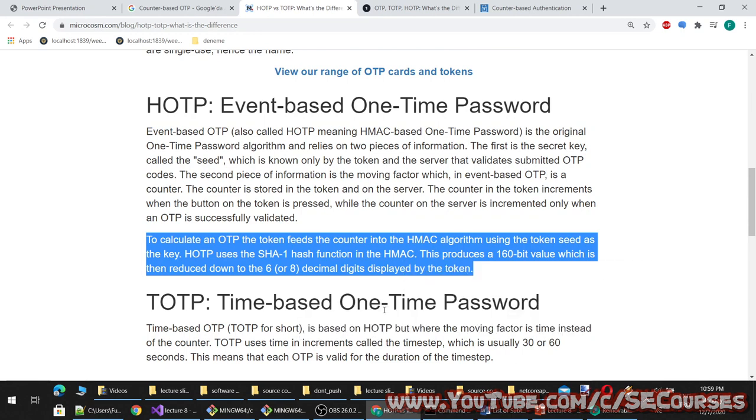To calculate an OTP, the token feeds the counter into the HMAC algorithm using the token seed as the key. HOTP uses the SHA-1 hash function in the HMAC. This produces a 160-bit value which is then reduced down to the 6 or 8 decimal digits displayed by the token.